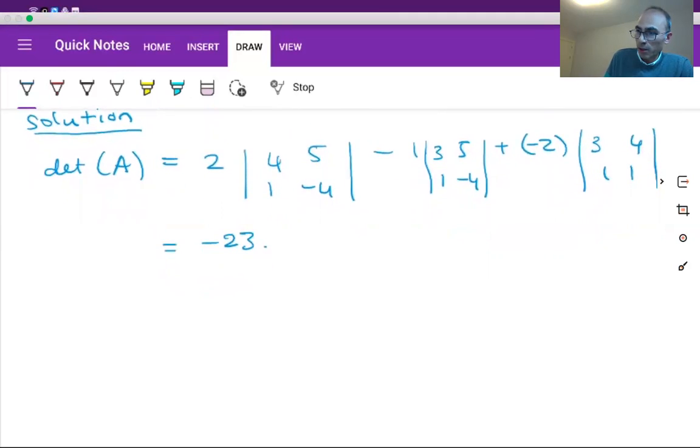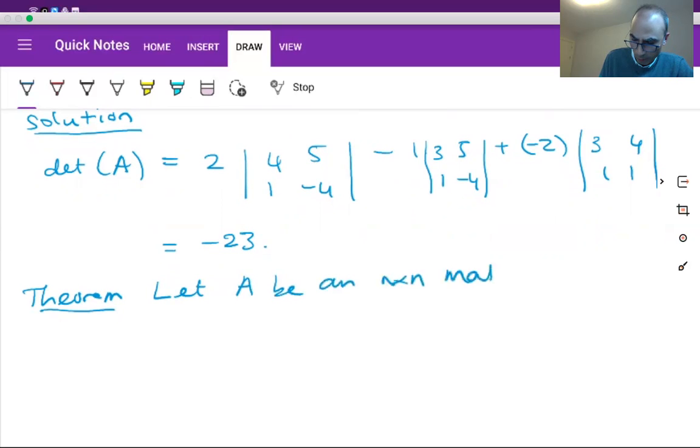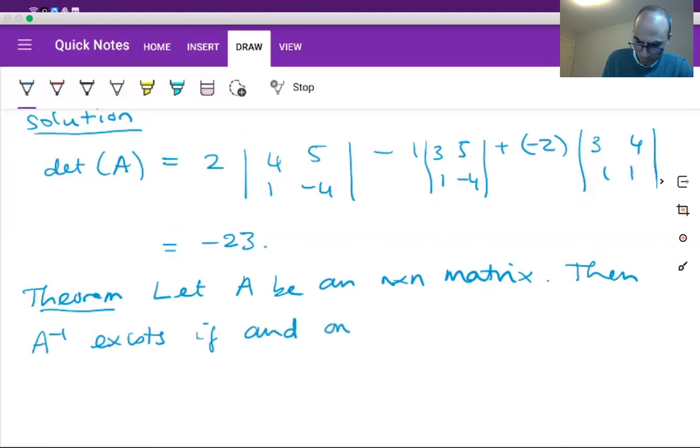Okay, and here's the theorem. Let A be an n by n matrix. Then A inverse exists if and only if this single number, the determinant of A, is non-zero.